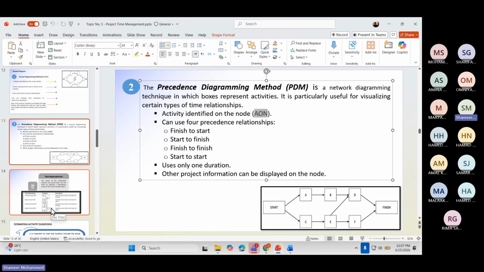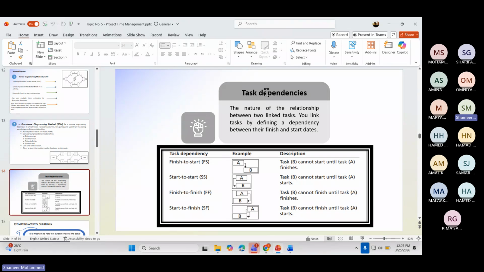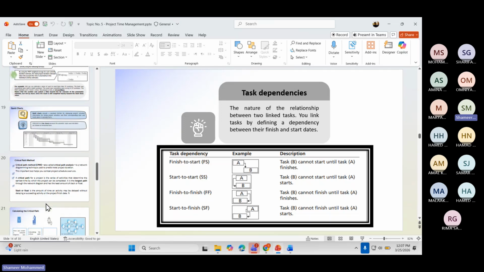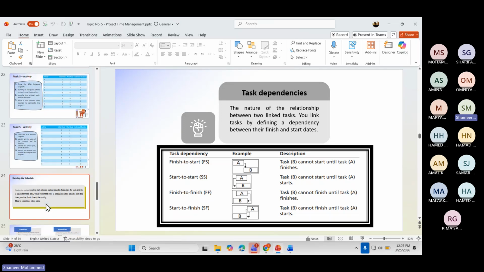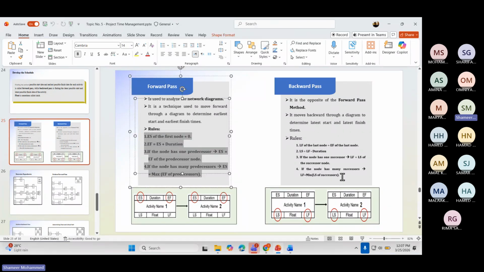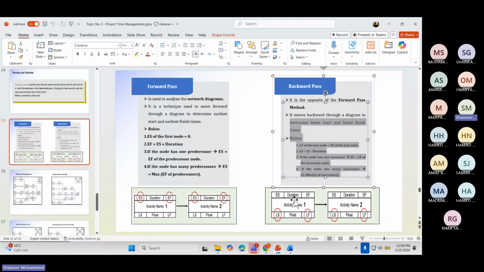So I have taught you how to analyze the relationship and draw the network diagram. After you draw the network diagram, then how to calculate the forward pass and the backward pass. So what are the rules here? See, this is all we have defined and we have exercised these things. Also, in the last class, I gave you the practical demonstration of how to create this network diagram in your Primavera.